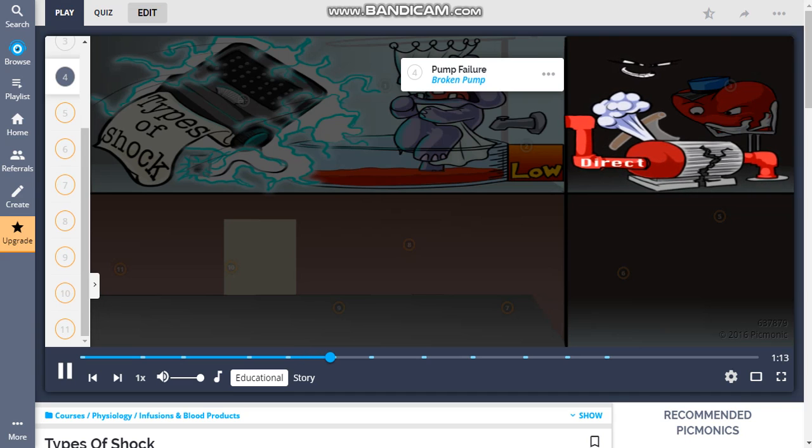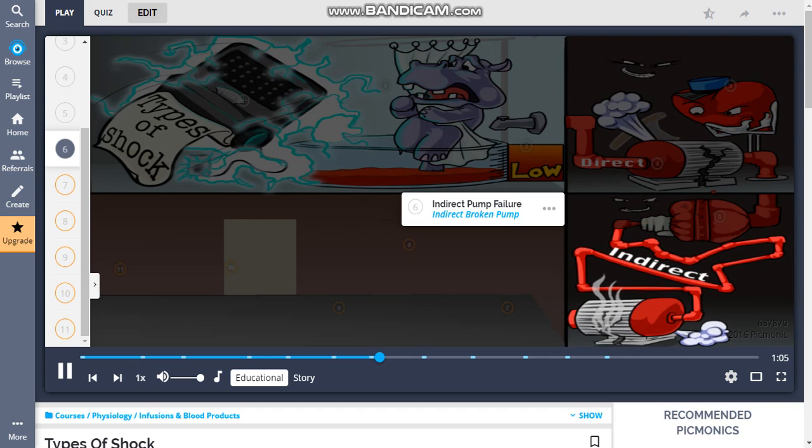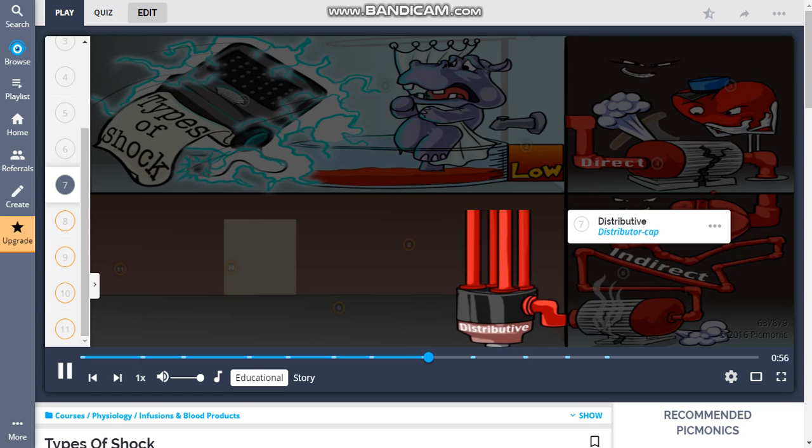to be murdered. Obstructive shock can occur with a physical obstruction to blood flow, the killer obstructing blood flow in the pipes. With obstructive shock, decreased diastolic filling occurs through the mechanism of indirect pump failure, the indirect route broken pump. With distributive shock, the distributor cap on the pump, normal heart output occurs, but abnormal blood flow distribution occurs.